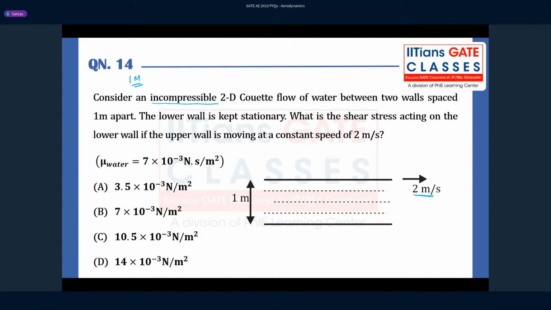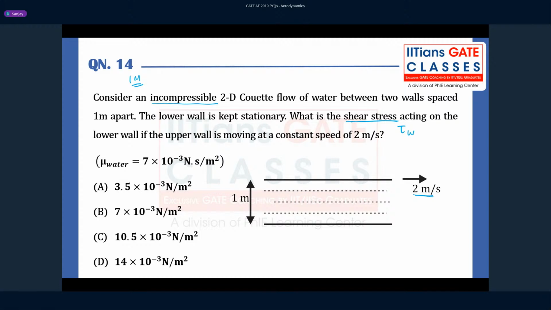Okay, what is asked is what is the shear stress? So basically you need to find tau acting on the lower wall. Okay, so you need to find tau wall. We generally represent that by tau subscript w if the upper wall is moving at this much speed, right? And you are given the viscosity, absolute viscosity of water, right?